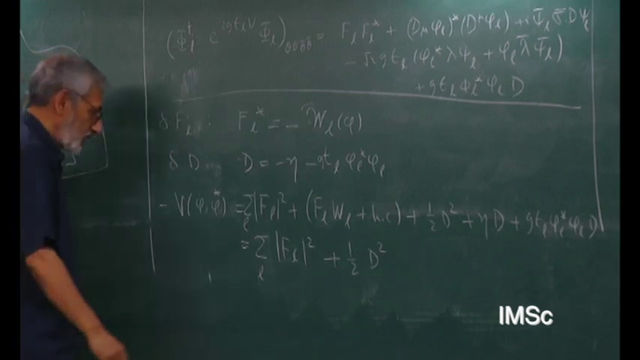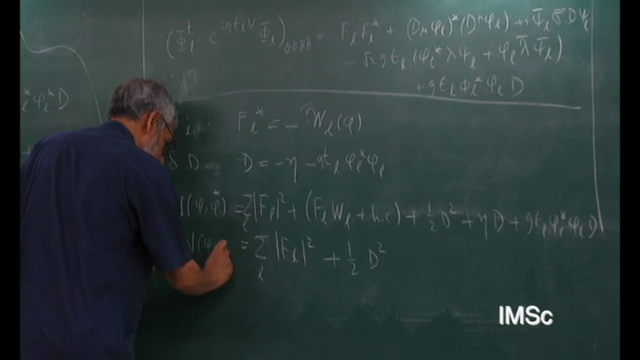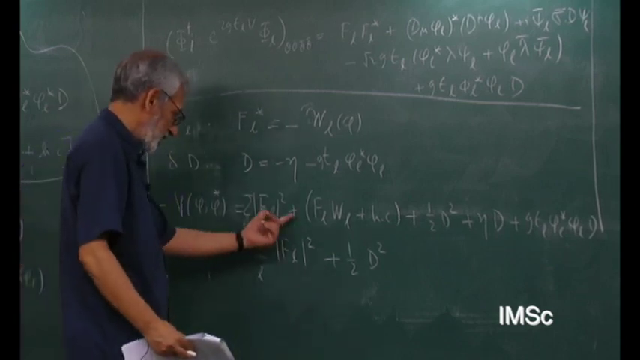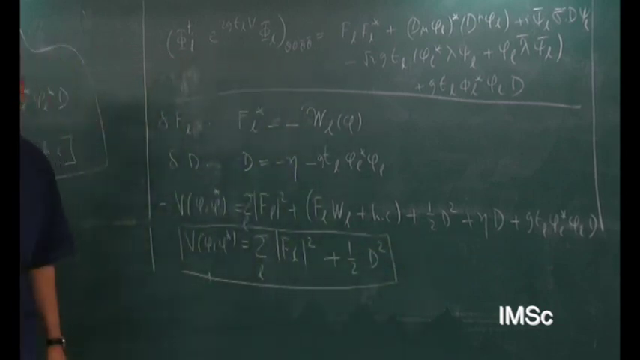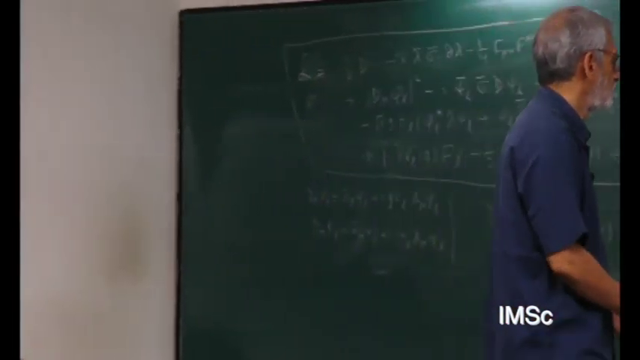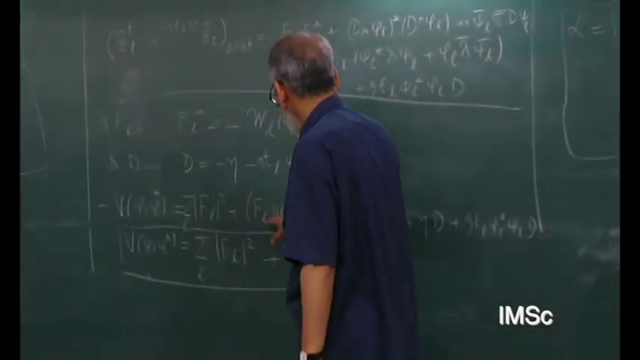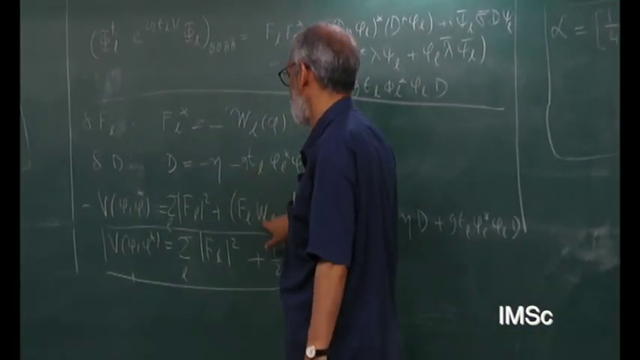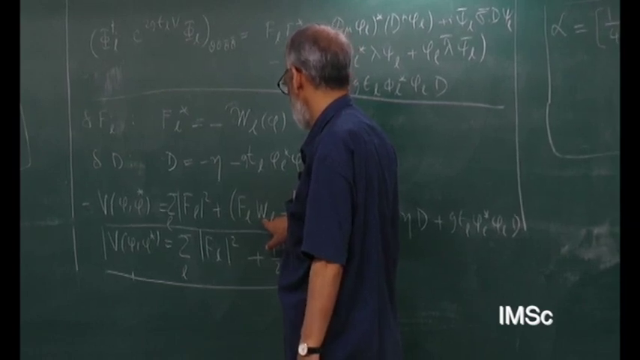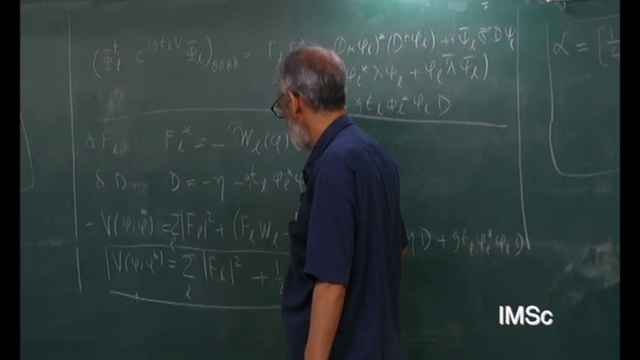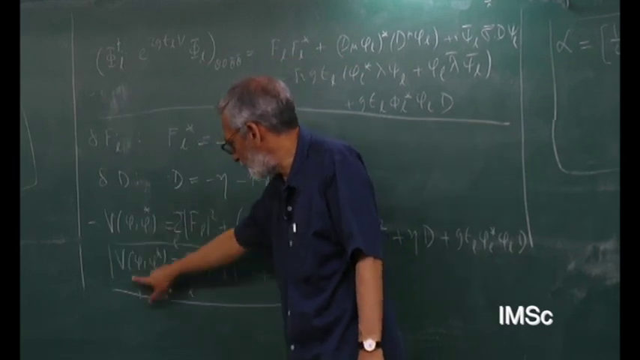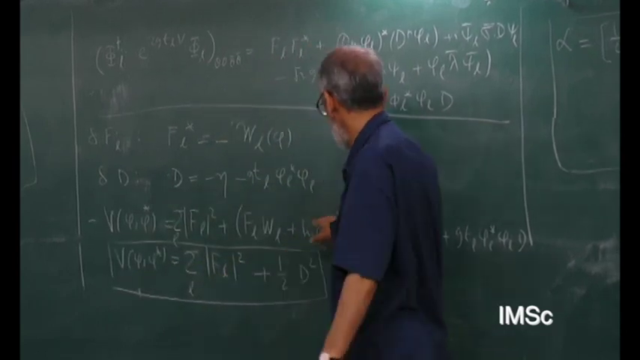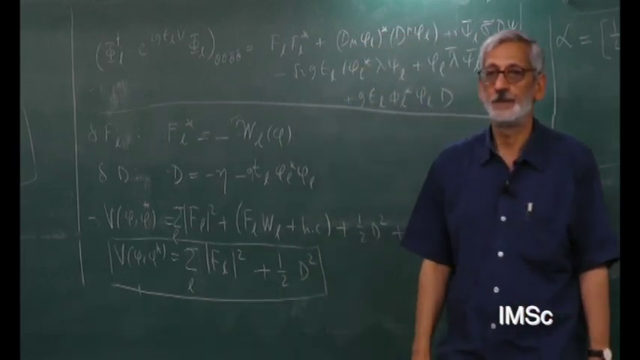Well, something is not right. V will be minus of this, so the minus goes away. This W_L is F star, so this will give you F star. This term will give you another star with a minus sign, so that will give minus F L square. And then I have changed sign here, so that's F L square. Similarly, you put the D terms together, this is what you get.